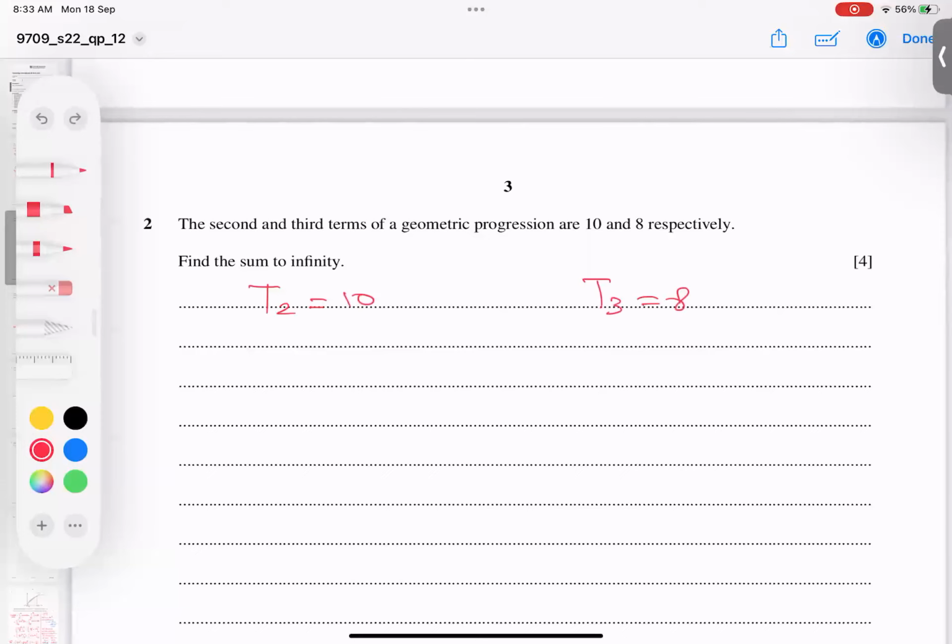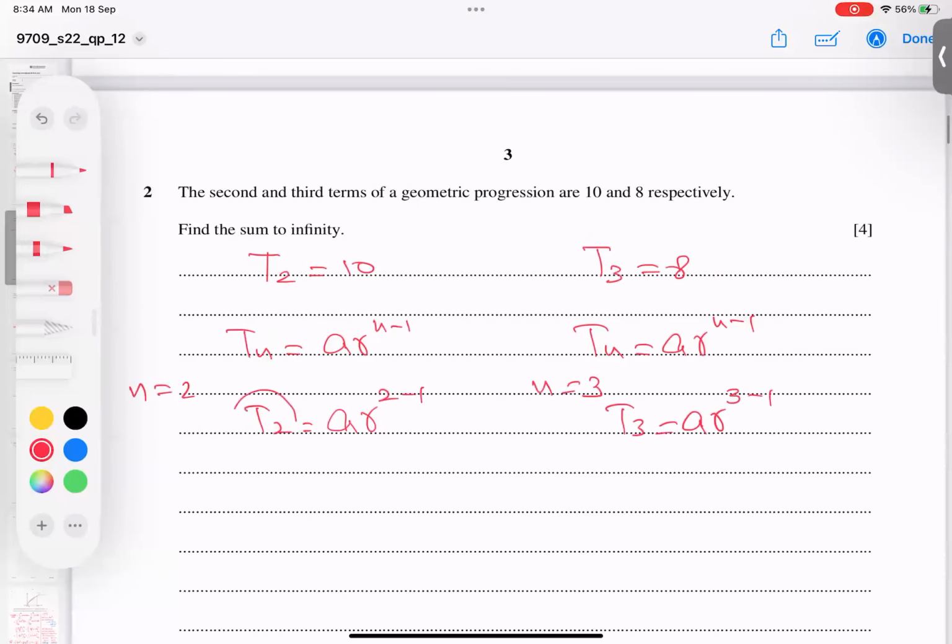And what is the formula of GP? All of you know it. Tn is equal to A R to power n minus 1. I will use this formula 2 times. Because I saw 2 here, I will plug in n as 2. So I got T2 equal to A R to power 2 minus 1. Here I will plug in n as 3. So T3 is A R to power 3 minus 1. So T2 is 10, so I'm replacing it here, 10 = AR. And T3 is 8, so I replace it here, 8 = AR square.